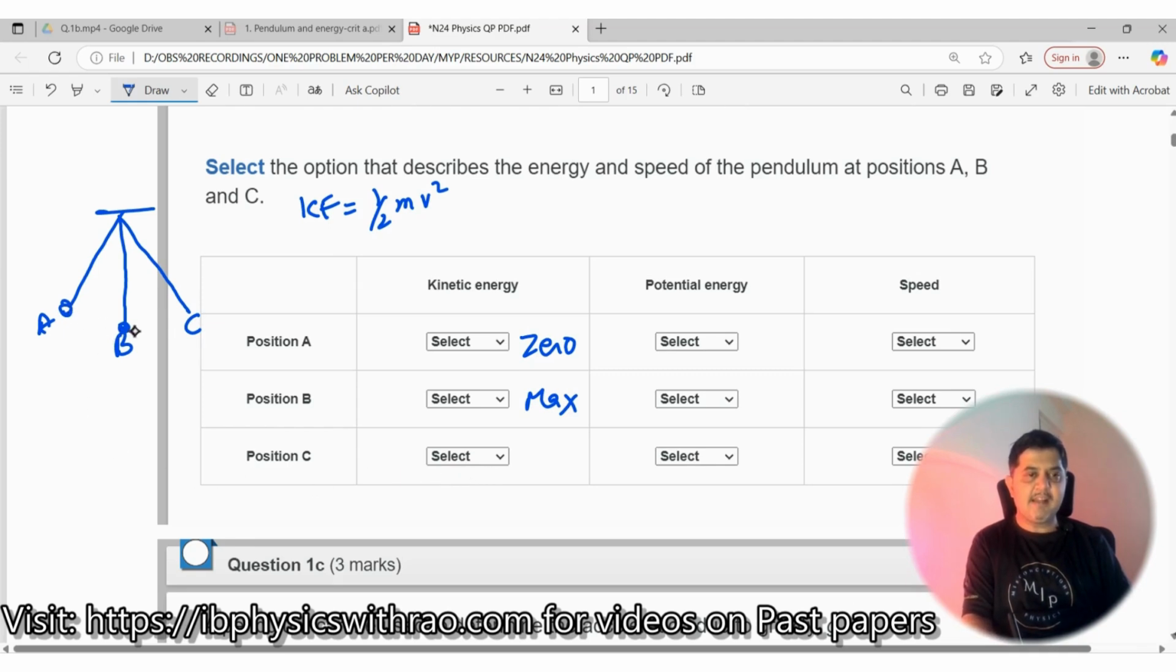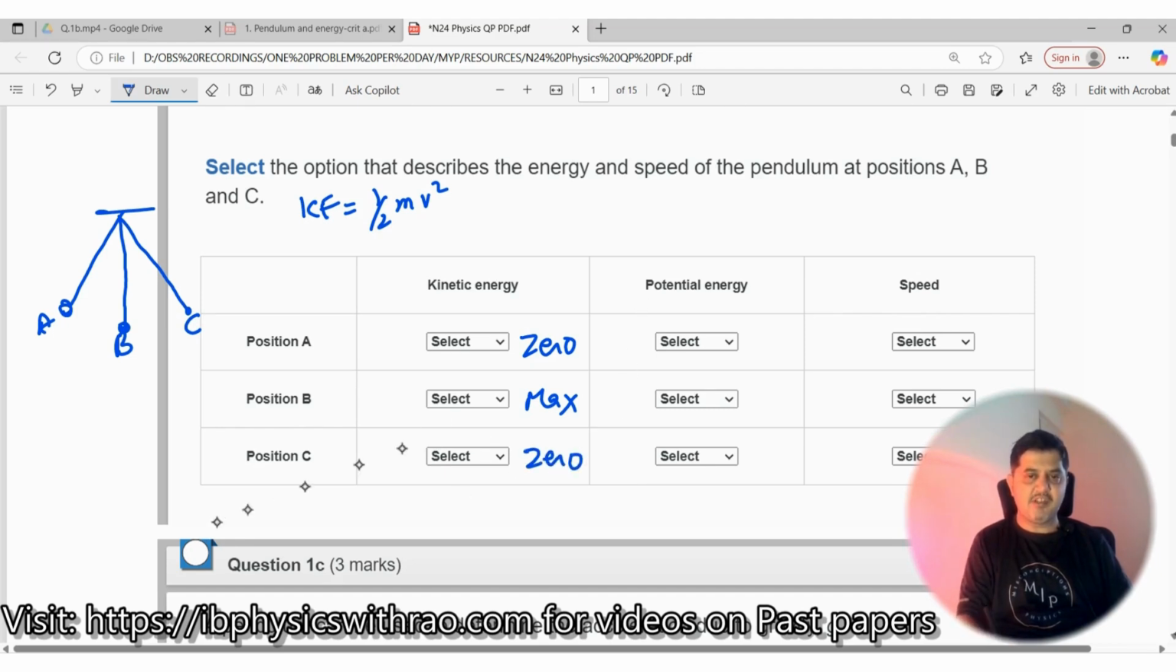And position C, kinetic energy, what will happen? Once again, the particle comes over here, its speed is higher, and when it goes like this, what happens? The speed keeps on reducing. When it goes to this point, the speed becomes completely 0. Because speed is equal to 0, it once again turns back, right? So therefore, here also the kinetic energy is 0.